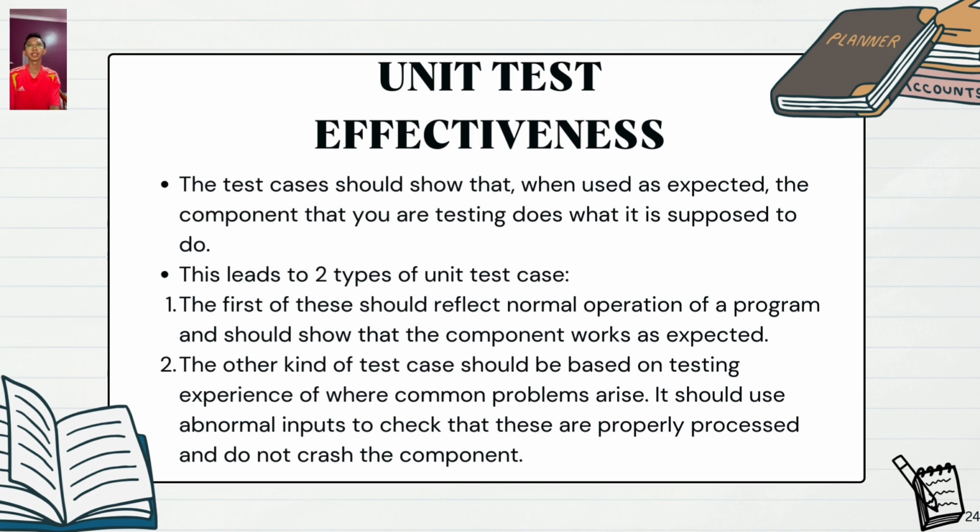Okay, for unit test effectiveness, the test cases should show that when used as expected, the component you are testing does what it is supposed to do. And then we have two types of unit test cases. The first should reflect normal operation of the program and should show that the component works as expected. And the second kind of test case should be based on testing experience of where common problems arise. It should use abnormal inputs to check that these are properly processed and do not crash the component.